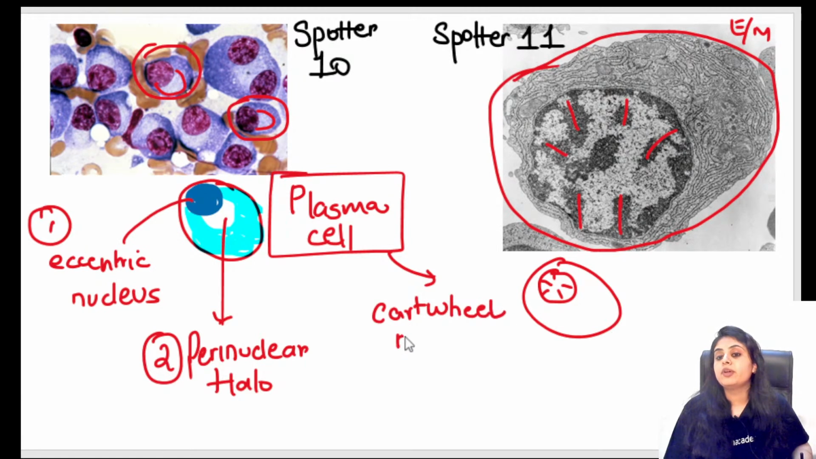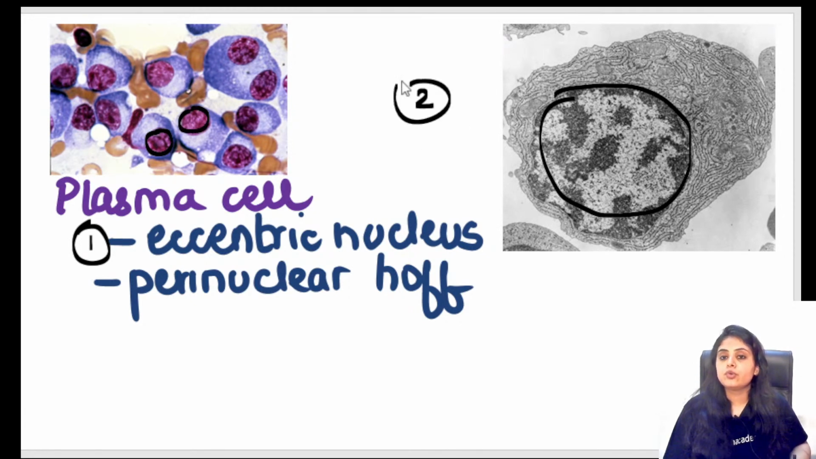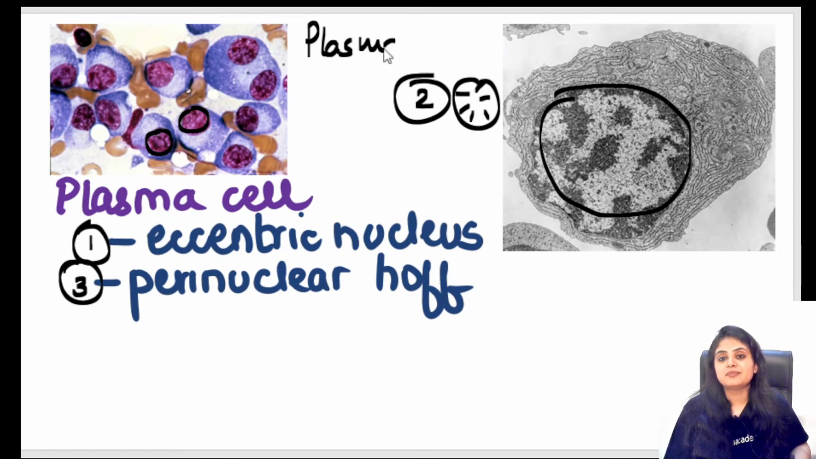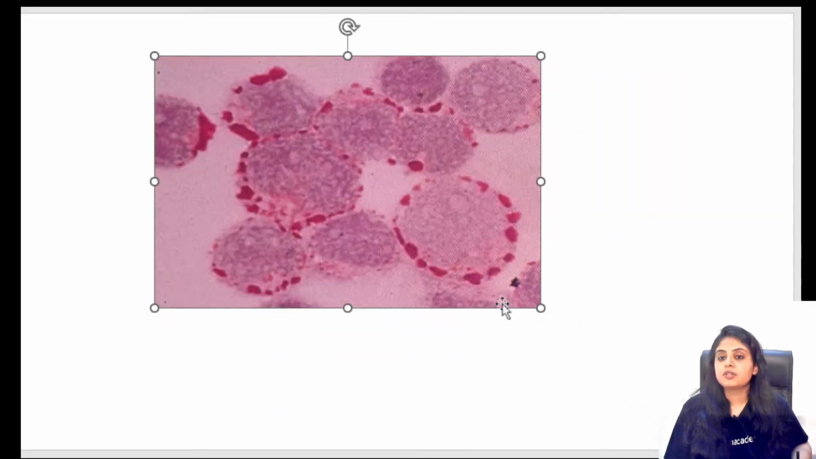Now all the 3 points of plasma cell are complete. All the 3 points are sorted. So let's do a recap. How does a plasma cell look like? Number one, it has an eccentric nucleus at one side. Number two, it is going to show you the cartwheel nucleus. And number three, it shows you a perinuclear halo. I hope spotter 10 and 11 are sorted. Both of them were plasma cells. No bias, guys. Just because I've shown you plasma cell once doesn't mean I can't show you plasma cell again in the same class. So spotter 10 and 11 done. Let's move on to spotter 12.